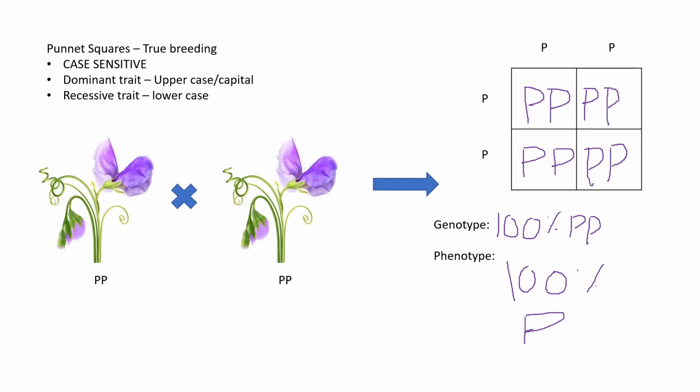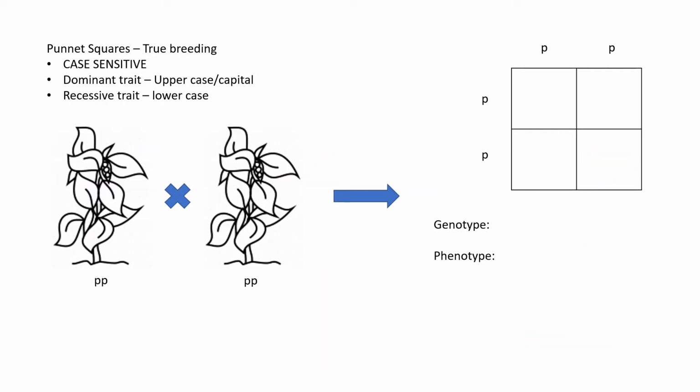All 100% of the offspring are going to express purple flowers. That's one of the first experiments Mendel tried. Let's try this again with another true breeding experiment.